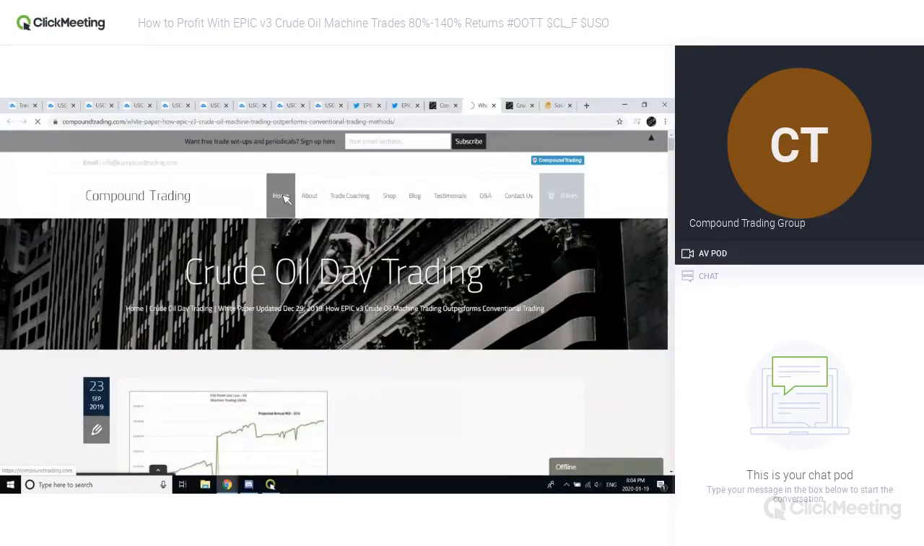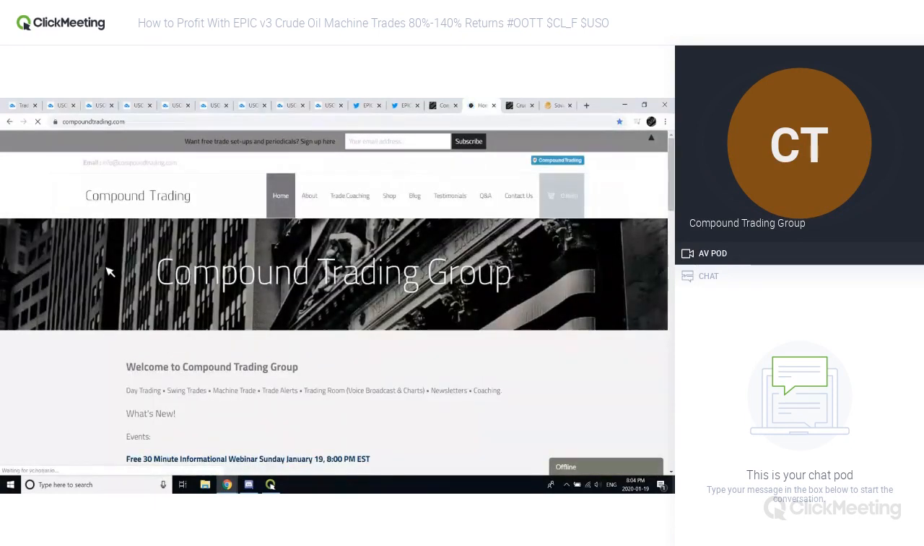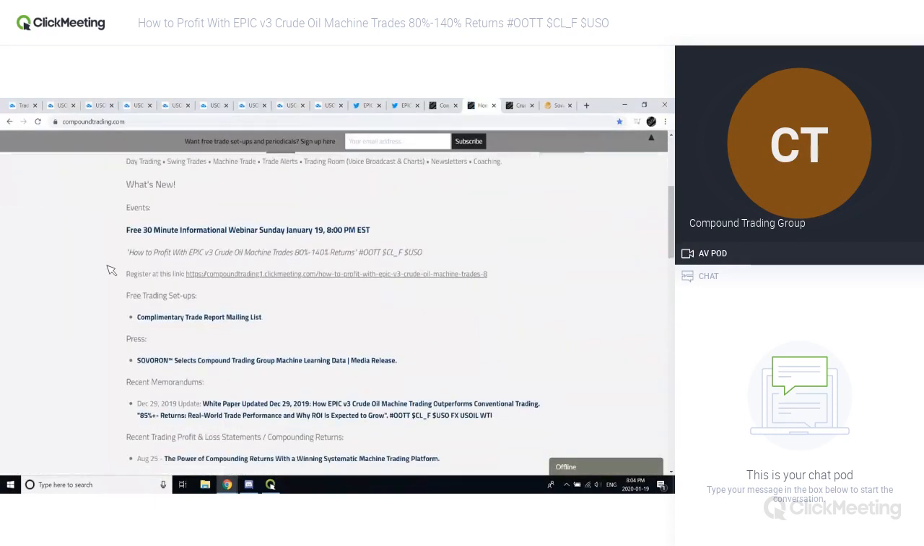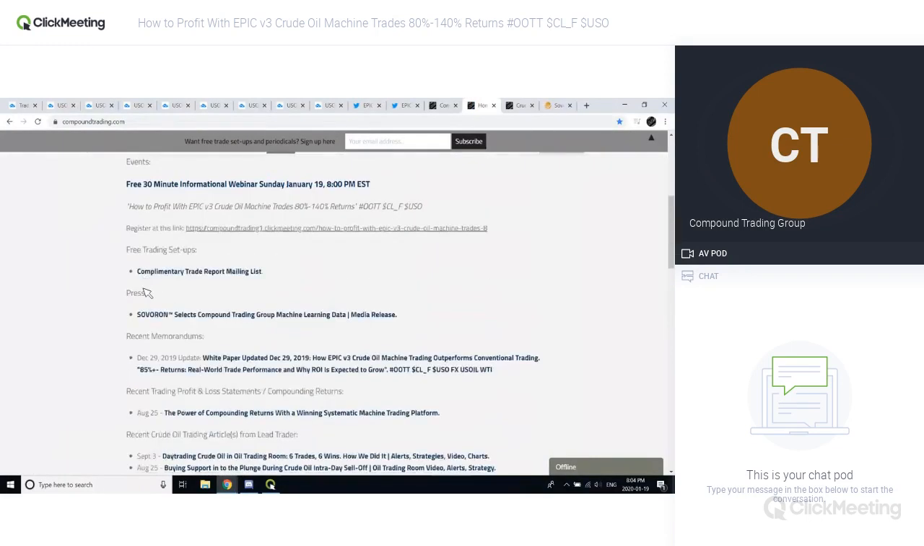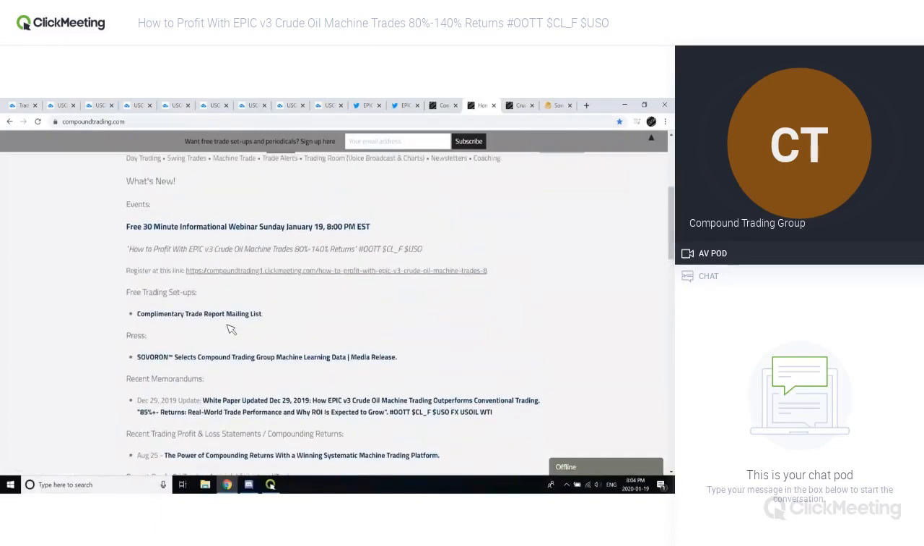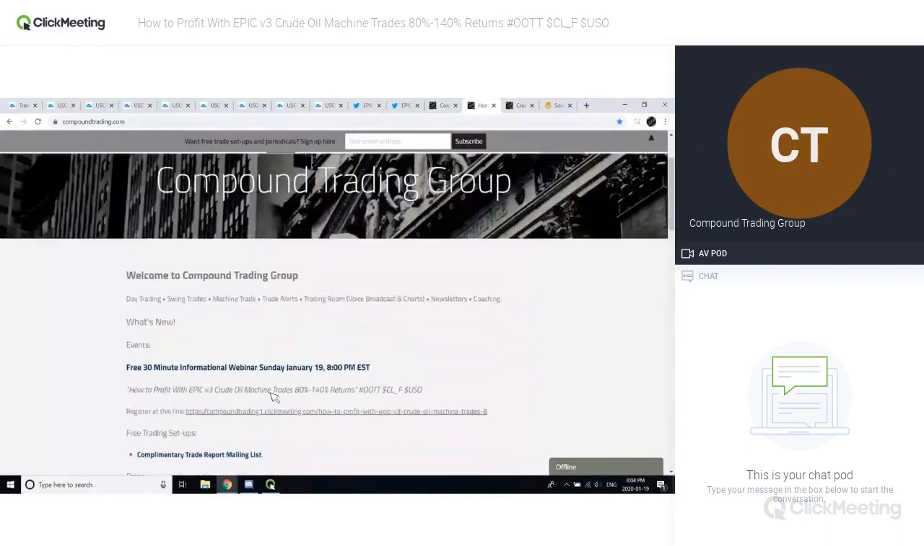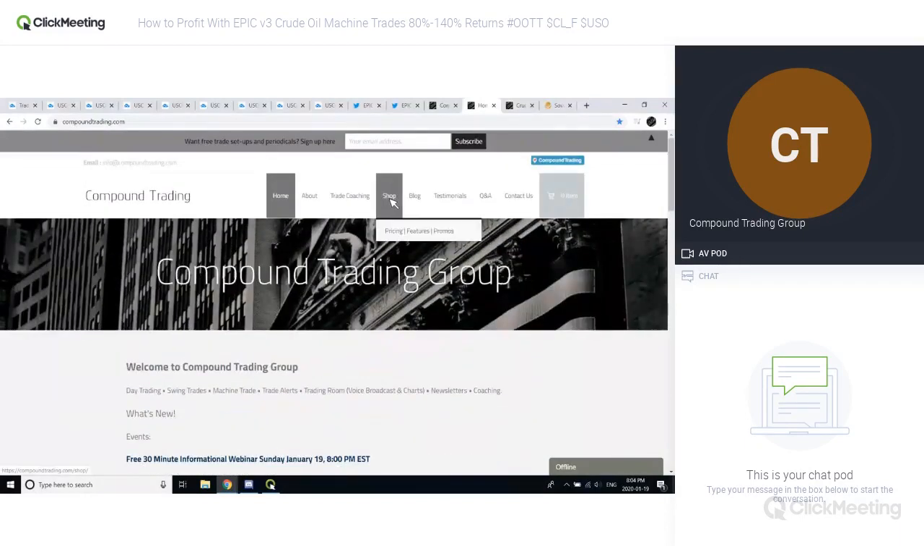This is a big website. There's a lot here because of the blog, so it moves pretty slow. It's huge. I can't remember how many documents, there's thousands of documents. But anyway, this is the home page to Compound Trading Group. And the white paper's right here, December 29th. So as we update and keep people informed with what we're doing, it's all there.